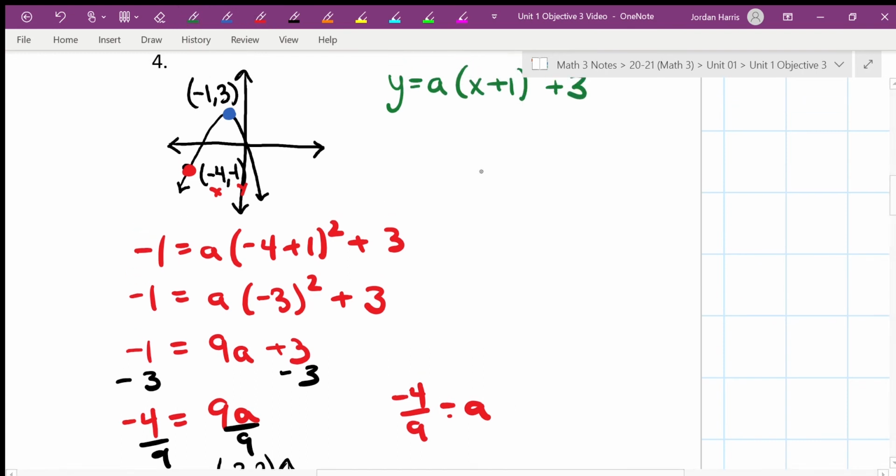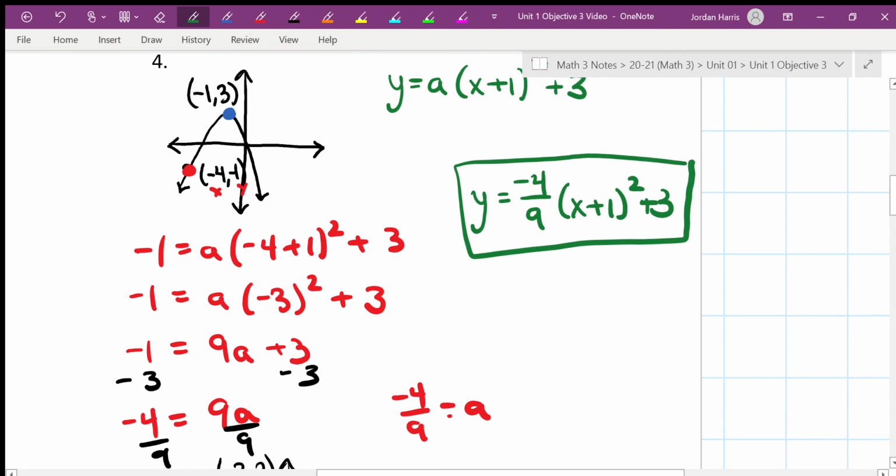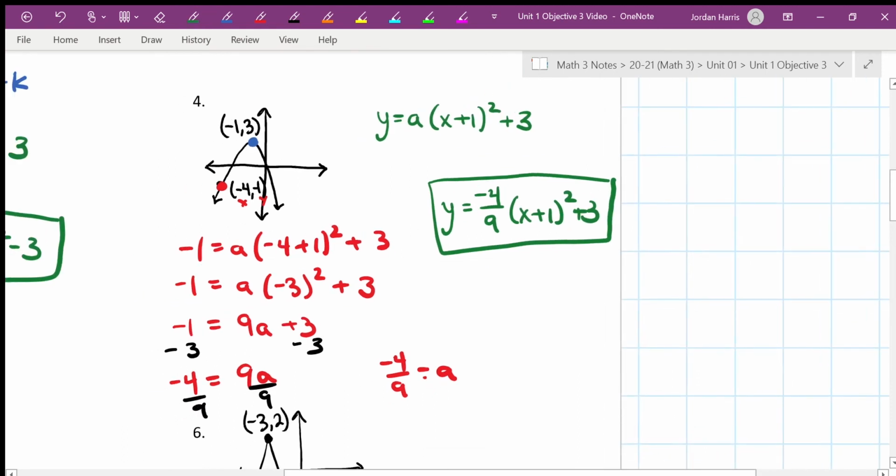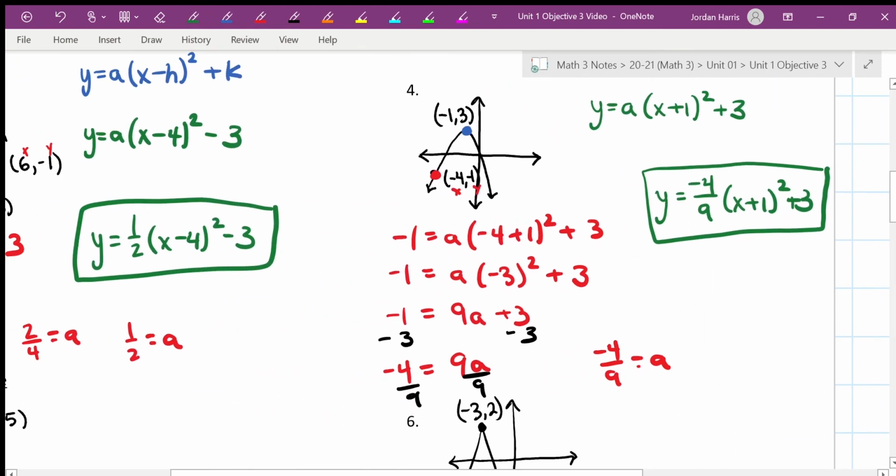And then plug that back into my equation. y equals -4/9 (x + 1) squared + 3. Make sure you have the squared. That's what makes it quadratic. If you don't have the squared, it's very wrong.